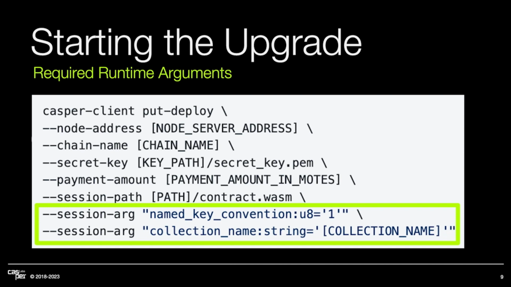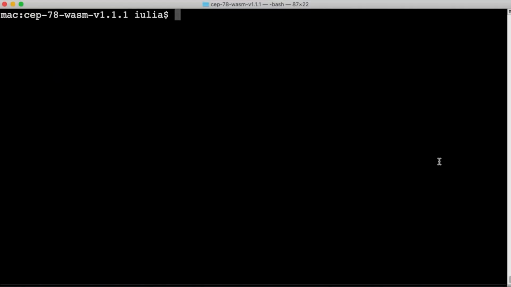It's important to note that when upgrading by installing a new version of the CEP-78 contract, you do not need to specify all the runtime arguments that were needed during the initial installation. Now let's open the command line and run the upgrade.